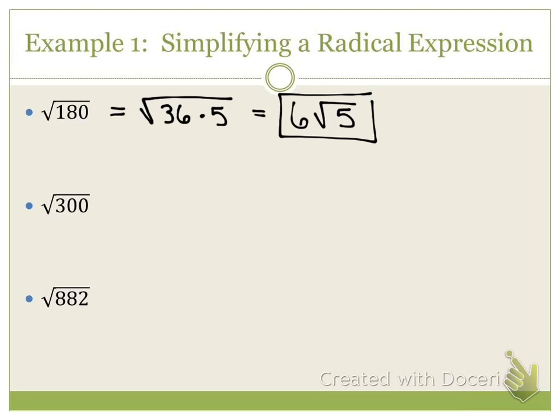Now if you get out your calculators and take the square root of 180, especially if you have a Casio, the Casio actually gives you the simplified answer.